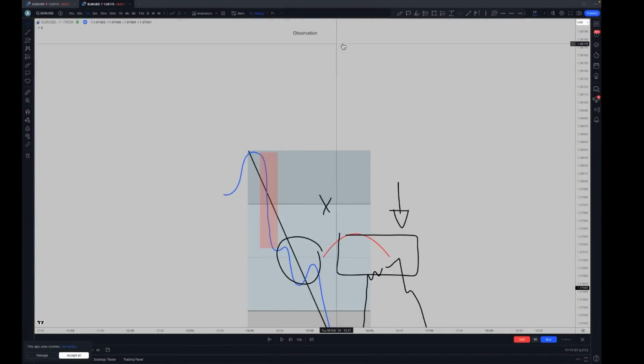The process: range, initiation, mitigation, continuation. Here, I can play my understanding of the phases that price delivers in.